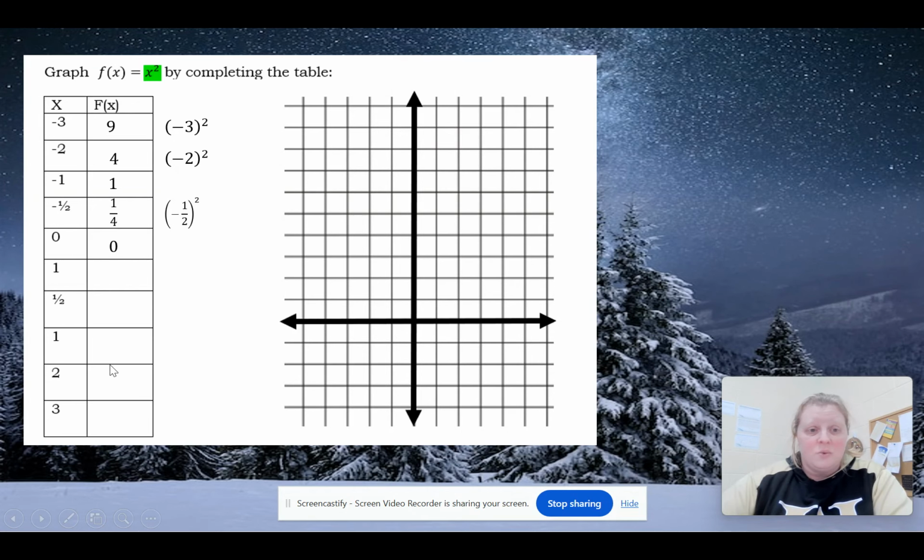And for some reason, there's a 1 twice here, so I'm just going to cross this one out. We'll get to that one later. 1/2 squared is still 1/4. Positive 1 squared is 1, 2 squared is 4, and 3 squared is 9.